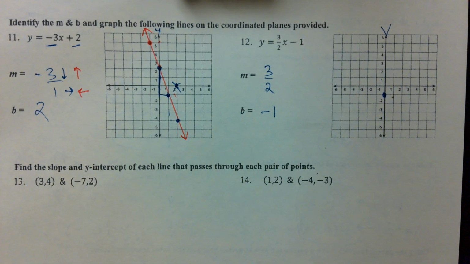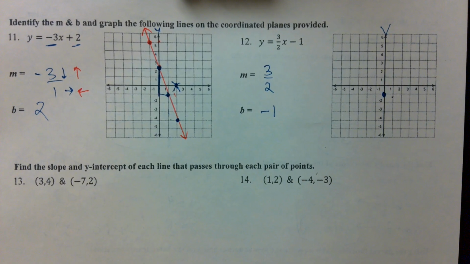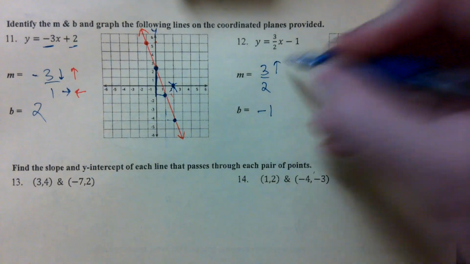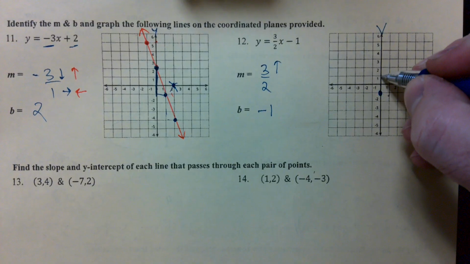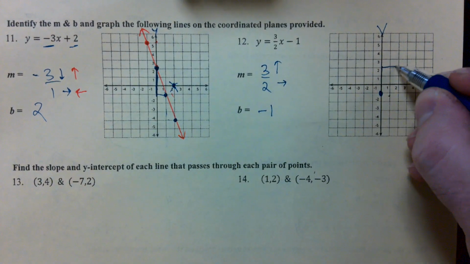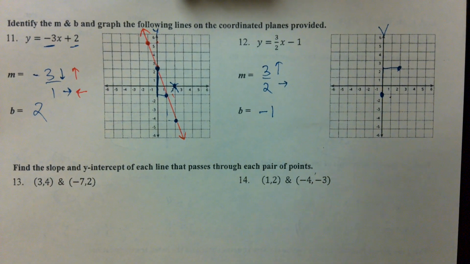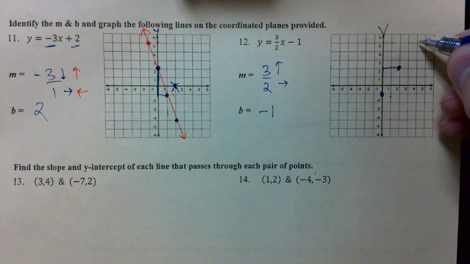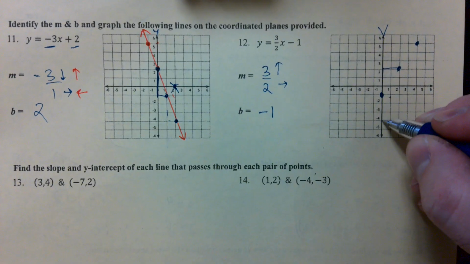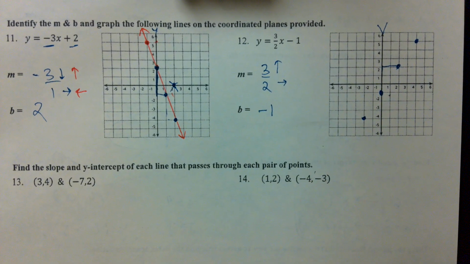What direction am I going to rise here? Rise 3. What direction? Up. Why am I rising up? Because it's positive. How many am I running to the right? 2. Can I go again? Do I have room? Yeah. And then I'll reverse it. Down 3, left 2. Just one little dot there on the left-hand side to finish us off.